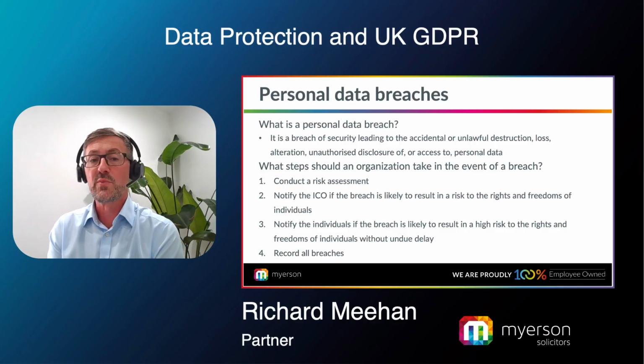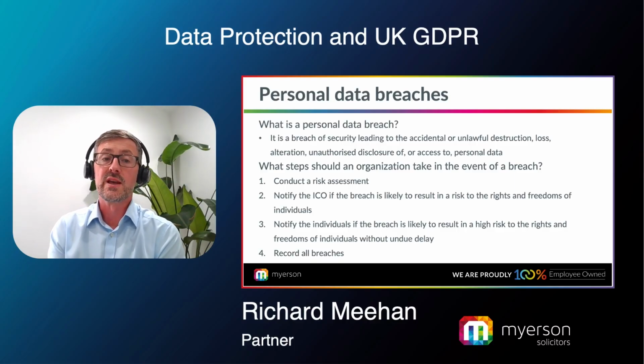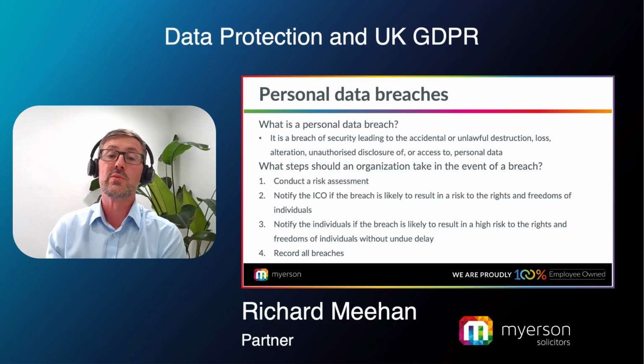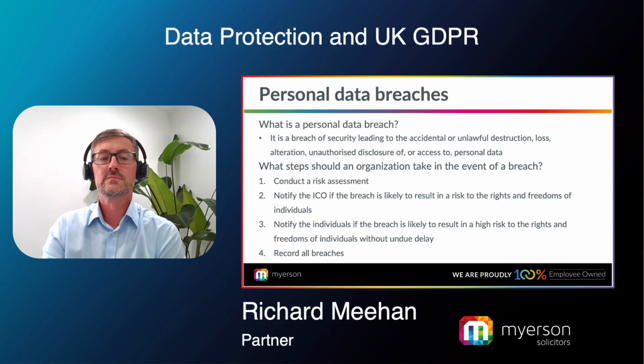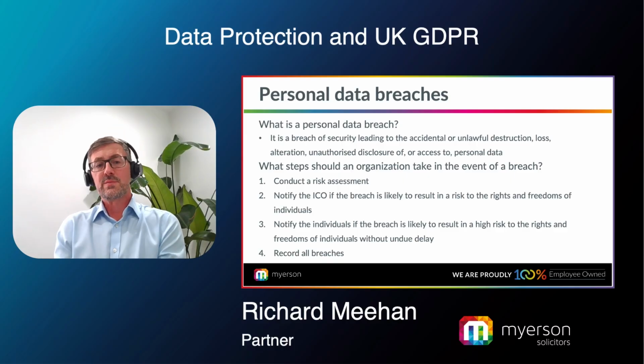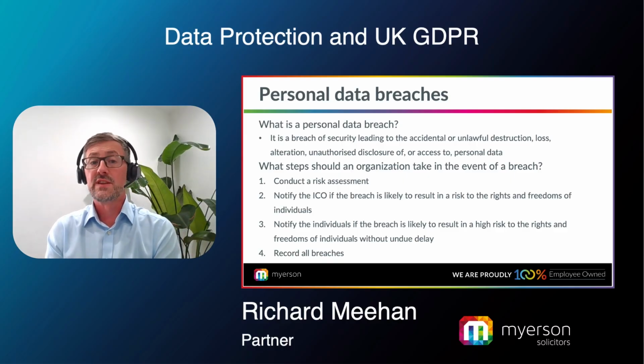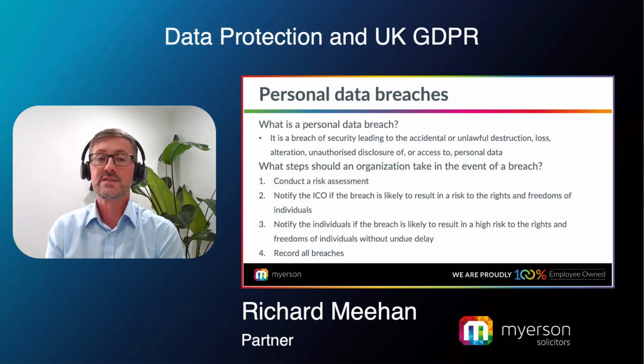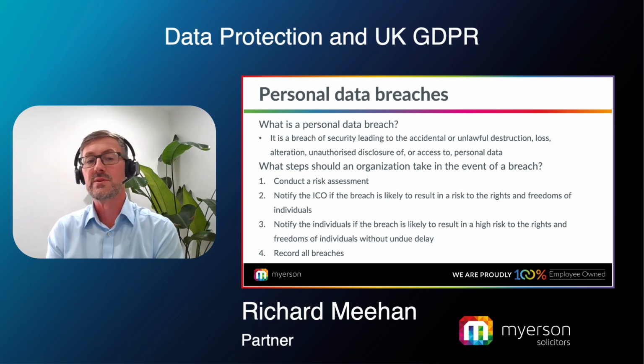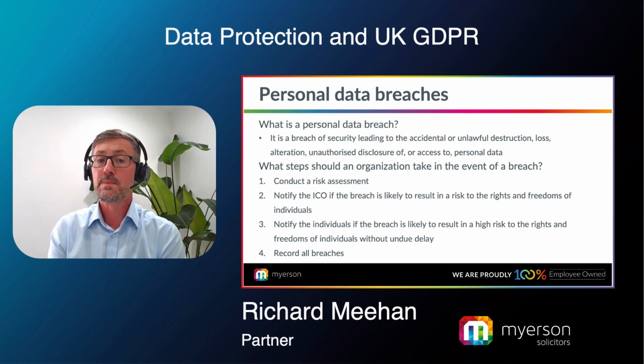Notifiable breaches should be reported to the ICO without undue delay and must be reported within 72 hours of the organization becoming aware of the breach. The third step in the checklist is assessing when to notify the individuals concerned. It must be assessed whether the breach is likely to result in a high risk to the affected individual's rights and freedoms. If so, the individuals must be notified without undue delay.